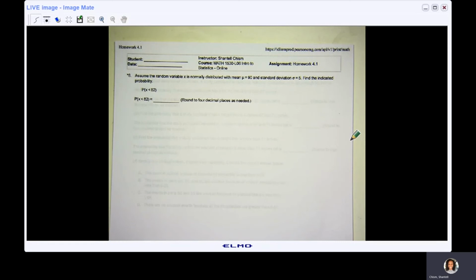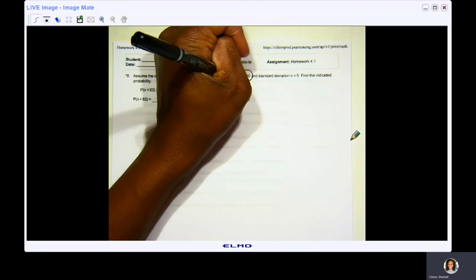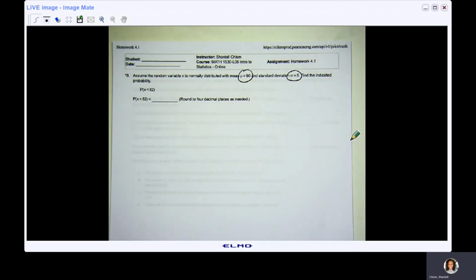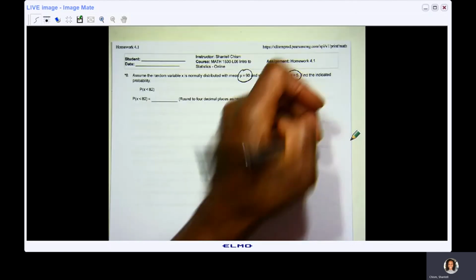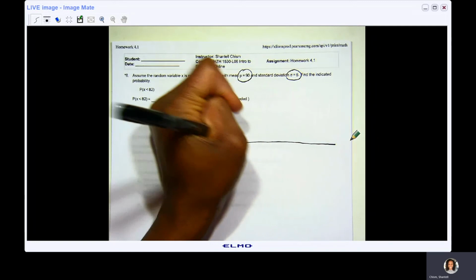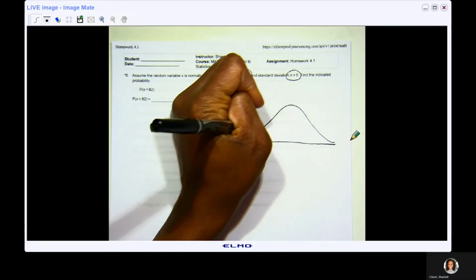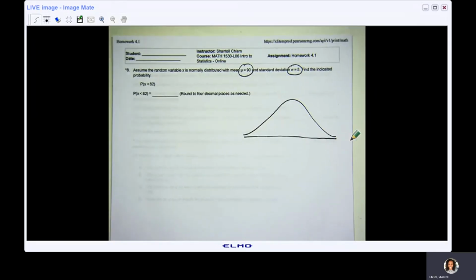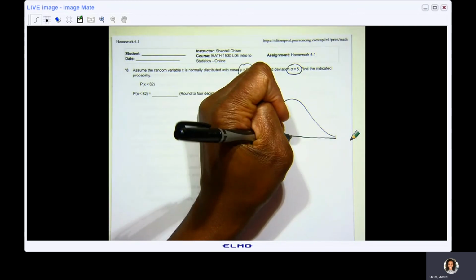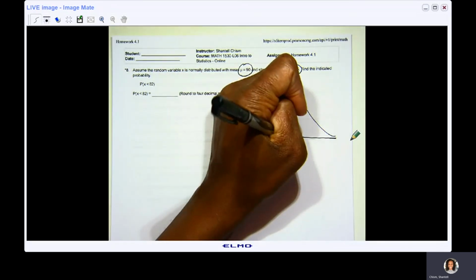Take a look at this one. Now you're not given the standard normal, and the next problem you won't be either. Now you are given just some normal distribution with a given mean and a given standard deviation. Okay? And we want to find the probability that x is less than 82. I don't have a picture. The first thing I do is draw a picture. Okay? And I always label my picture with the mean at the center. The mean is 90.